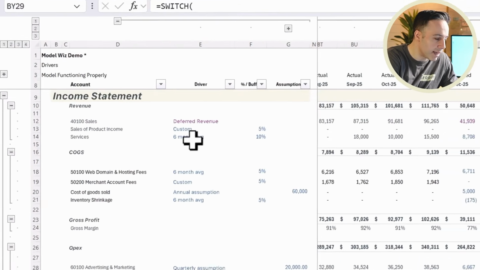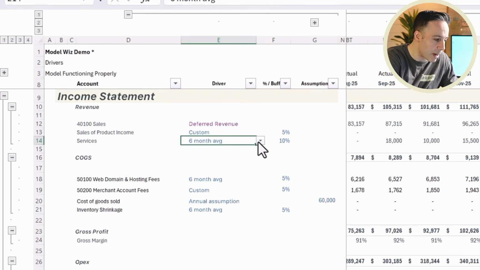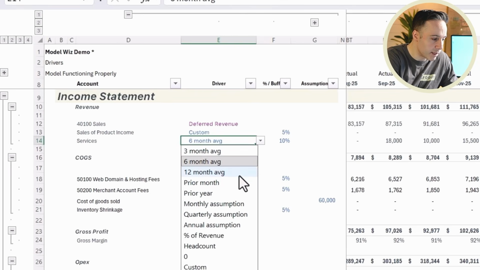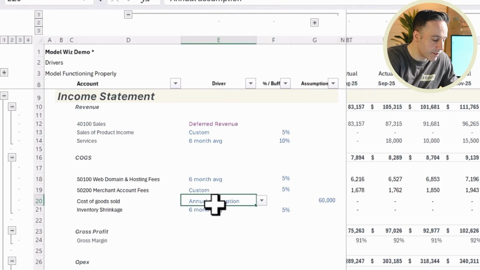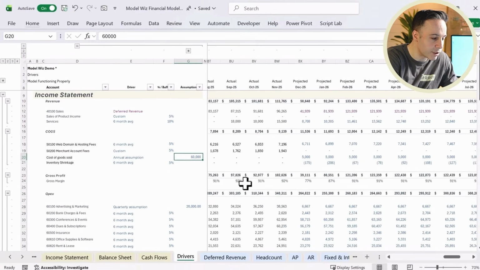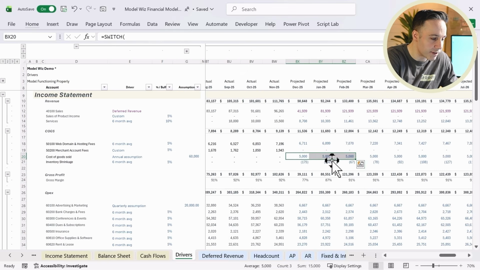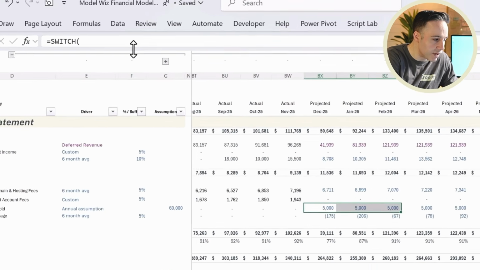And this is what I mean by simple projection. See, I just have this drop down where I can choose a forecasting method. So I can choose a 12-month average or a 6-month average, or like you can see over here, I could even put in an annual assumption and it'll automatically spit out this information. The way that I did that is via this switch function.